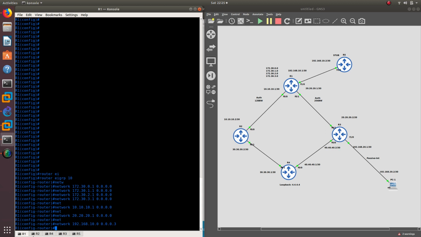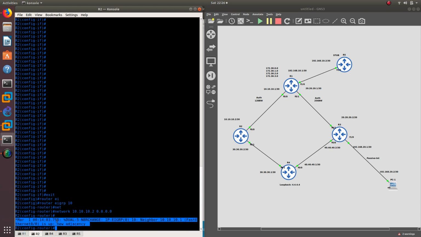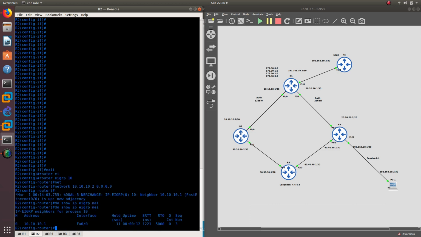Okay, that's great. Now let's go ahead to router 2 and configure EIGRP. On router eigrp 10, like I said before, it needs to match. Let's go ahead and add network 10.10.10.2, and we have formed a neighbor relationship. There it is. Let's check that with show ip eigrp neighbor, and we have a neighbor at 10.10.10.1, which is router 1.